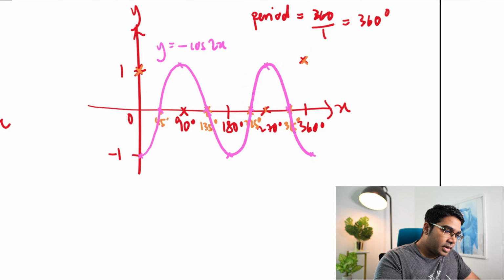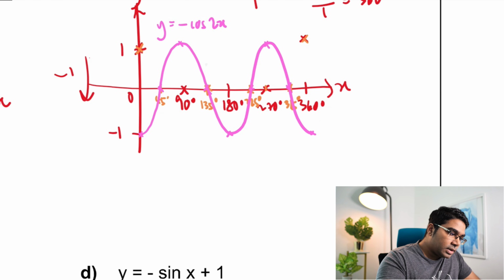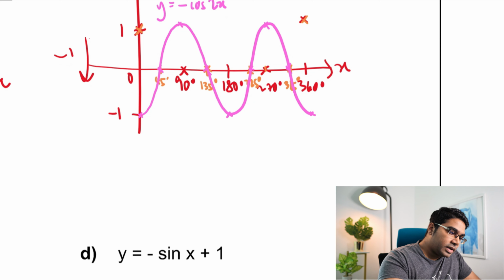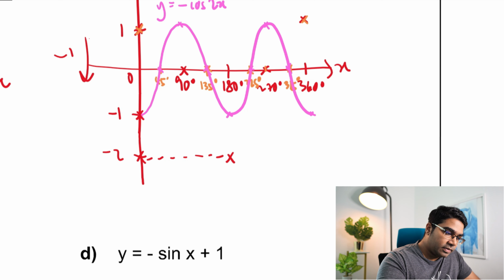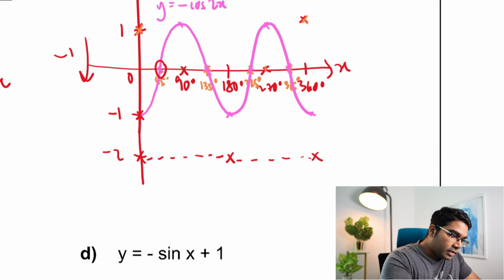When we move down by 1, what we're going to get is 1 will become 0. Anything at negative 1 will become negative 2. So let's extend this to negative 2. So this will come down here. Everything that was originally negative 1 will become negative 2. And we have our important points here.